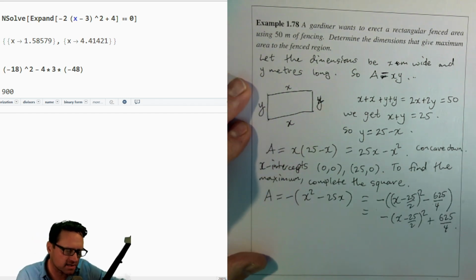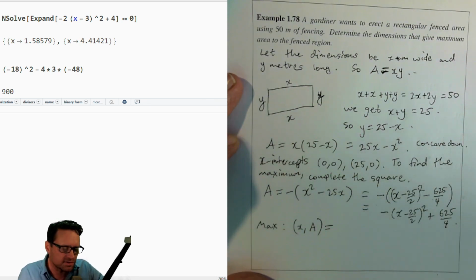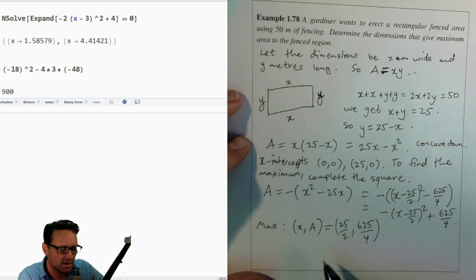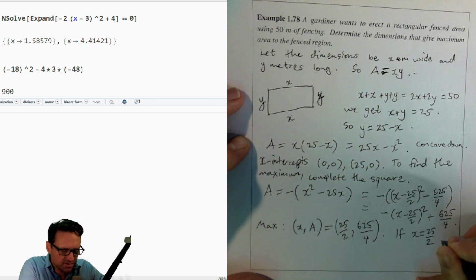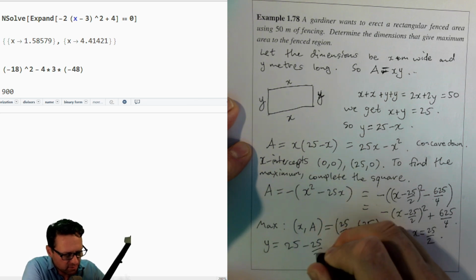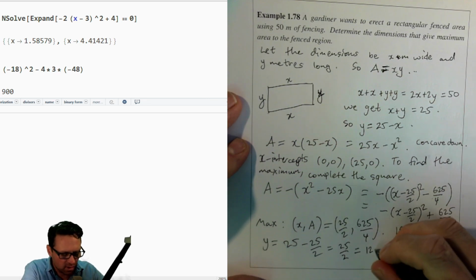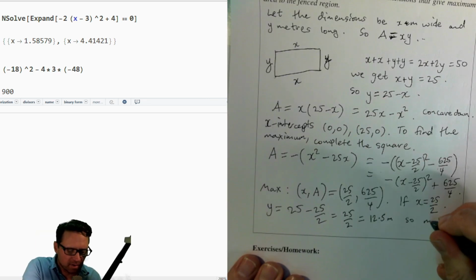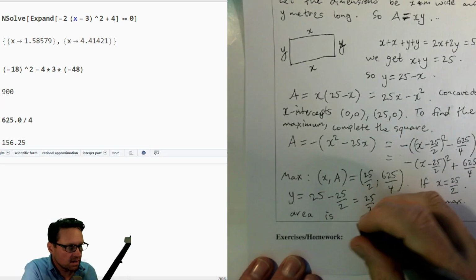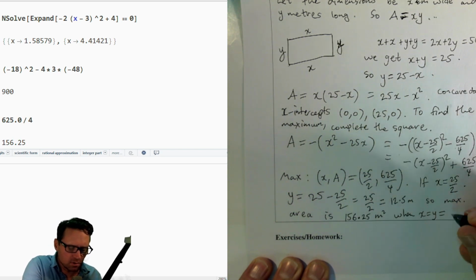Okay, and so the maximum occurs when this is 0. So we have x comma A is equal to 25 over 2 comma 625 over 4. Now if x is equal to 25 over 2, what's the value of y? Well, y would be equal to 25 minus 25 over 2, which is 25 over 2. And if we do that division, half of 25 is 12.5 meters. So the maximum area is a quarter of 625, just calculate, which is 156.25 square meters when x and y are equal to 12.5 meters.